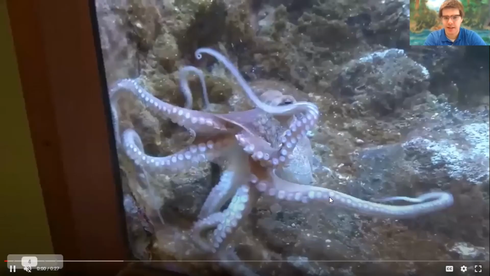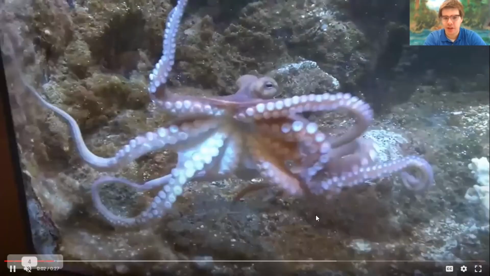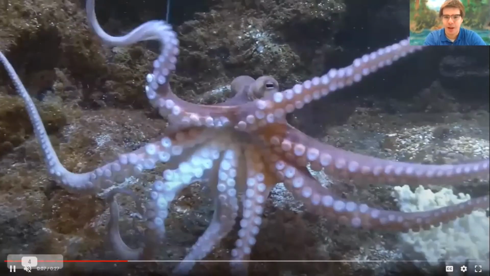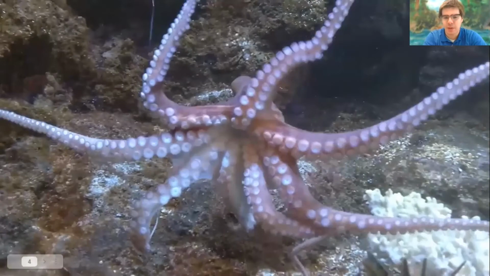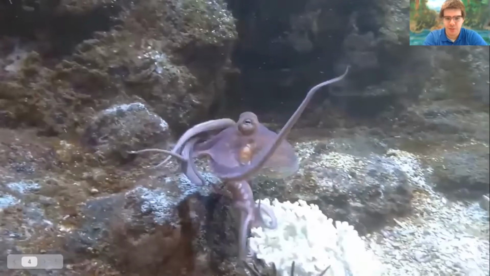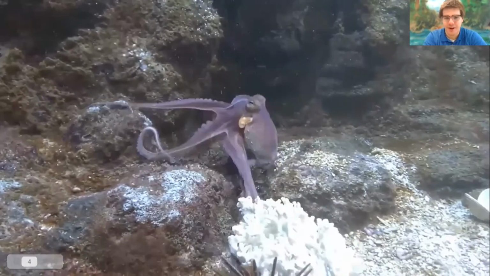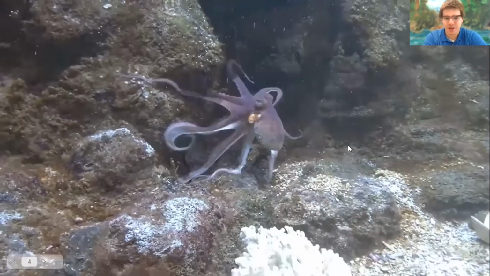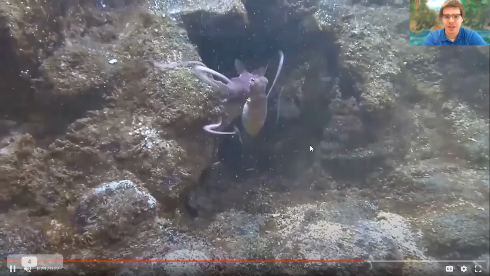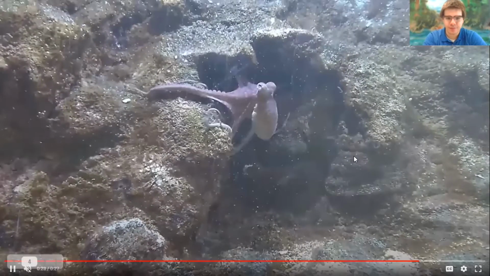Let's take another look at its siphon here. You'll see whenever it jets backwards, it'll use its siphon. So octopus and other cephalopods actually also jet themselves backwards. So things like squids will. So you can see it was taking in a bunch of water, and now it's shooting it all out to get away from me a little bit more because it decided I wasn't interesting enough.